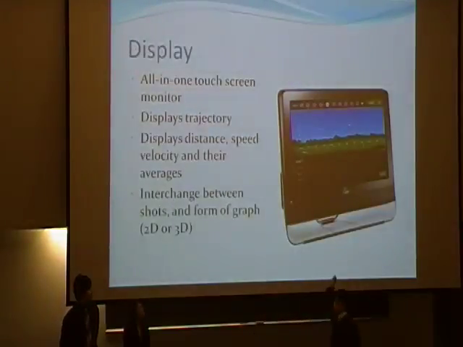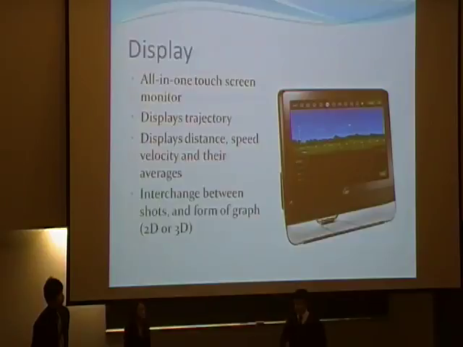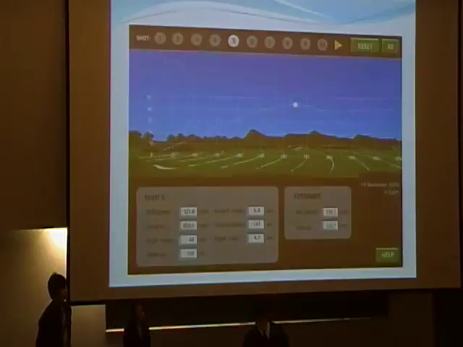So you have a rough mock-up of how the display is going to look like. It's going to be a touchscreen computer, and it's going to be able to display things such as the speed, the trajectory, the velocity, and the angles, and anything like that. They can switch between a 2D or 3D view depending on how much detail they want. The next slide is going to give you a larger picture of how it's going to look like.